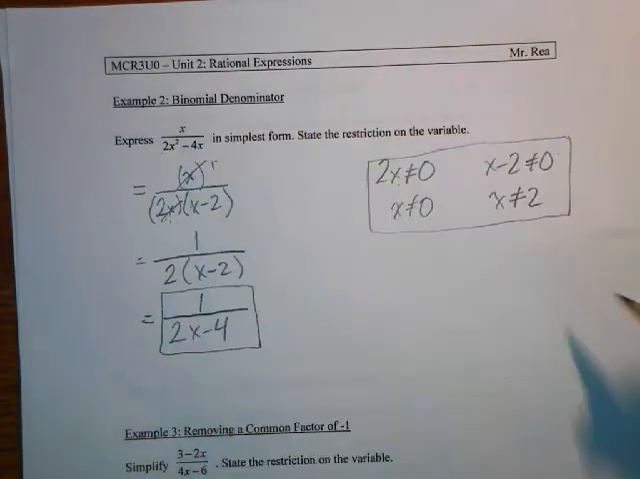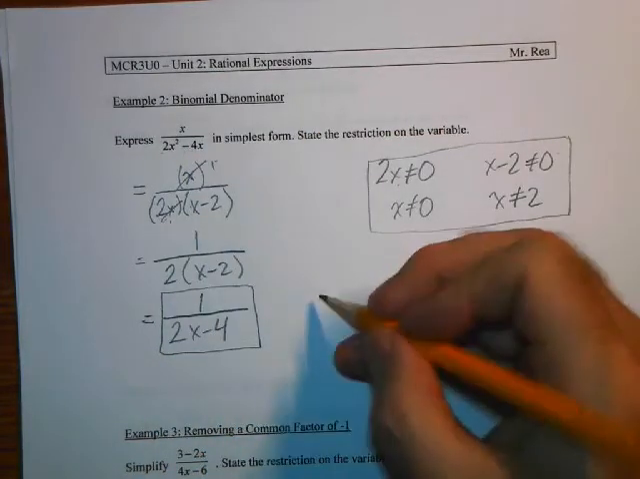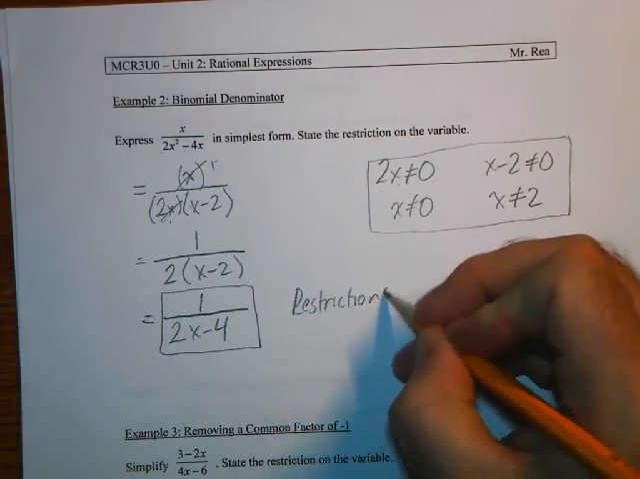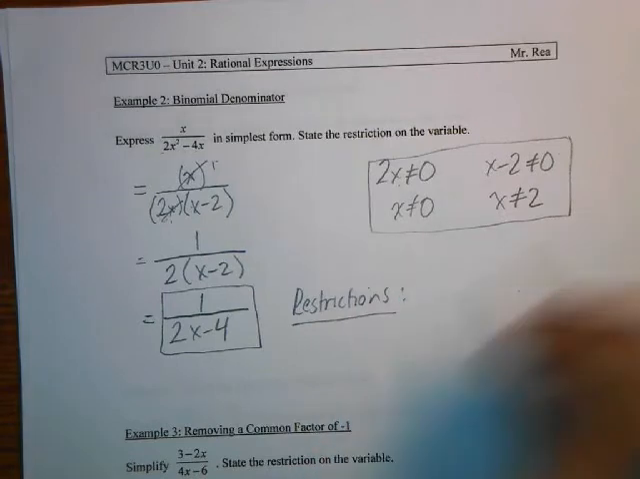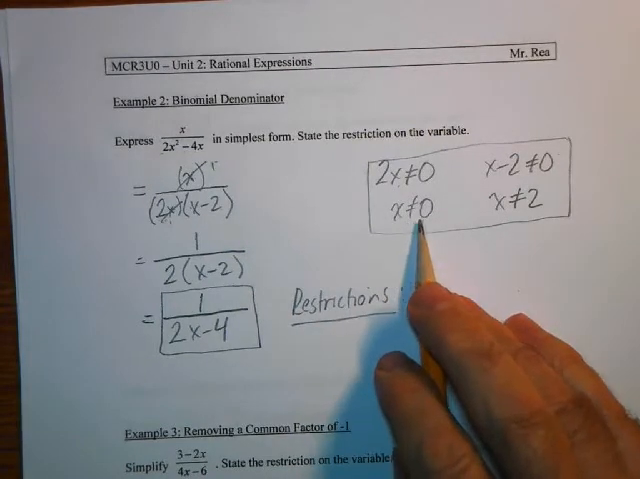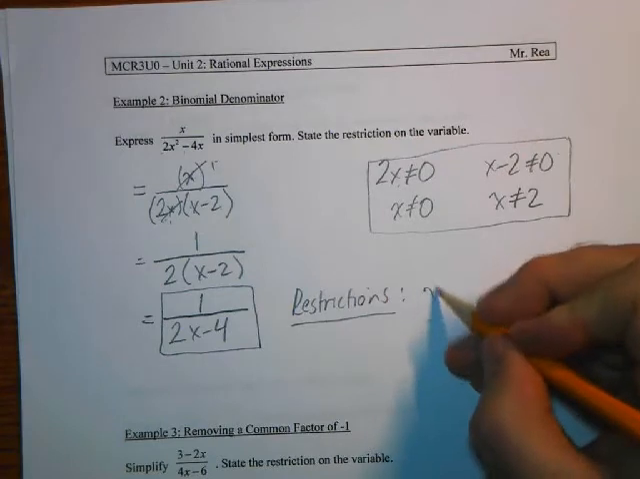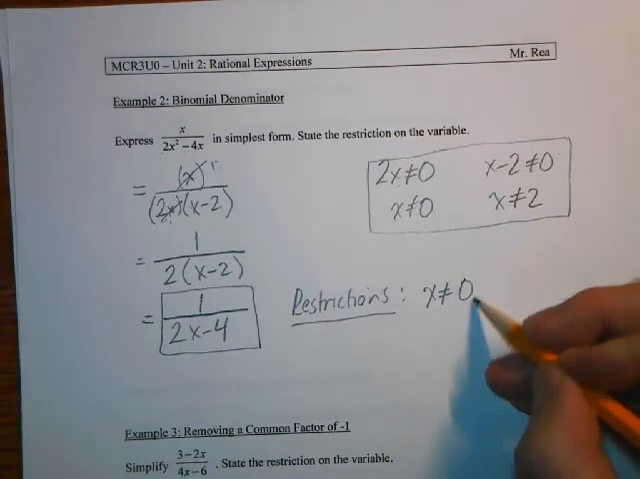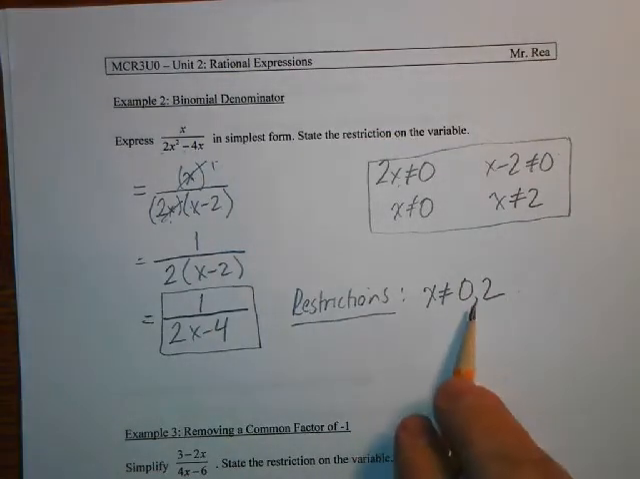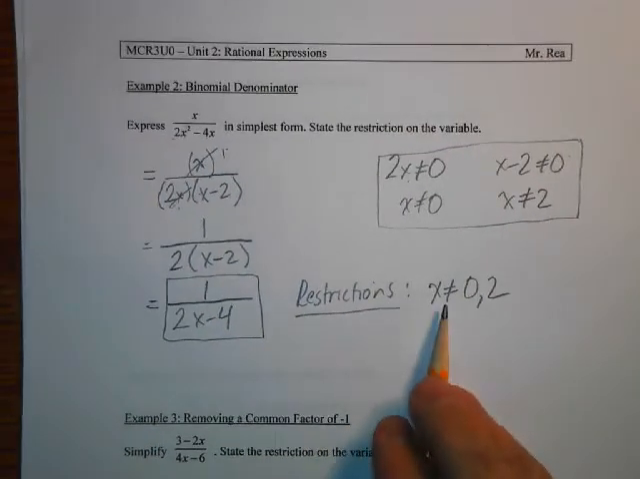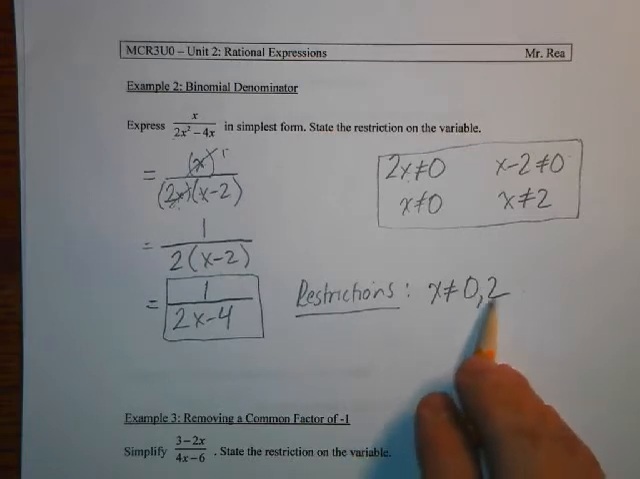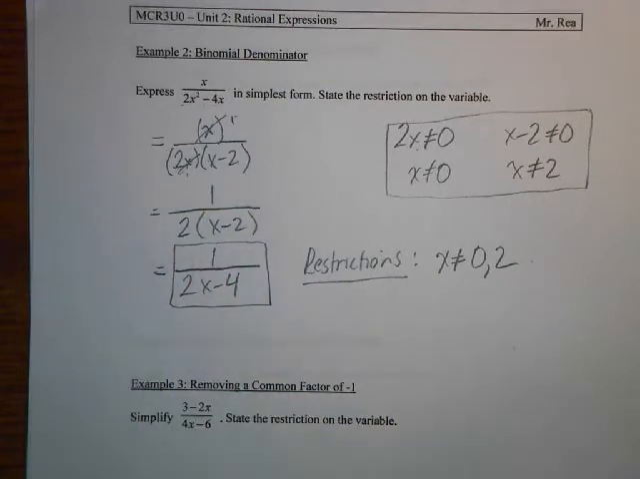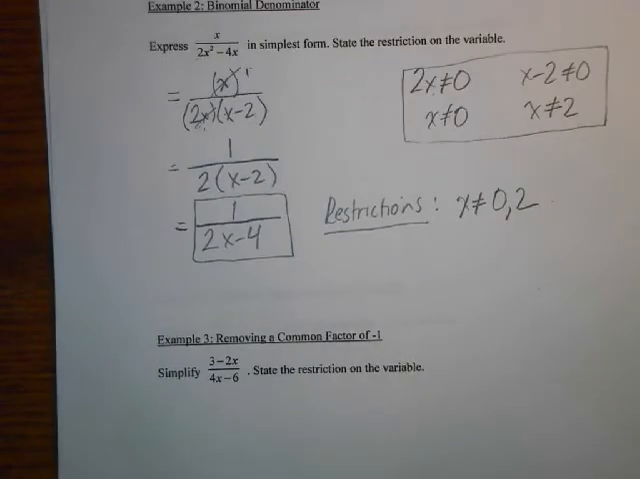Okay, so this is our final answer, our simplified version of this expression, and now we add our restrictions beside it. Now there's two restrictions, x can't be 0 and x can't be 2. You could actually combine those into one statement here. x cannot equal 0, comma 2. So that's basically saying there's two values that x cannot be, because if either of those were used, you get a divide by 0. Okay, so let's keep going.